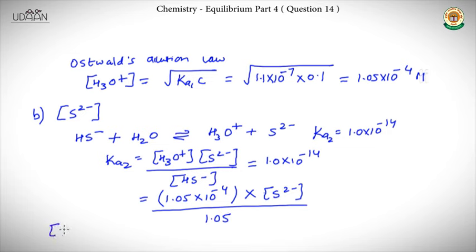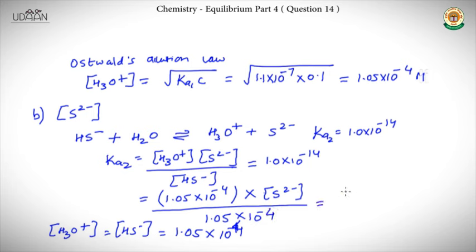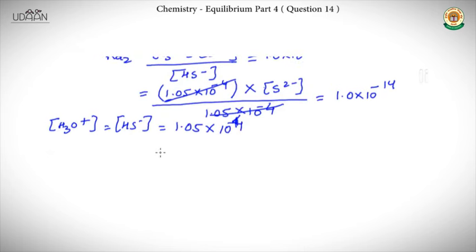we can see that the concentration of H3O+ and the concentration of HS- are both exactly equal to 1.05 × 10^-4. So I can write this over here. And I know the value of Ka2, which is 1.0 × 10^-14. These two values will cancel, and I will obtain the concentration of S2- ions as 10^-14.